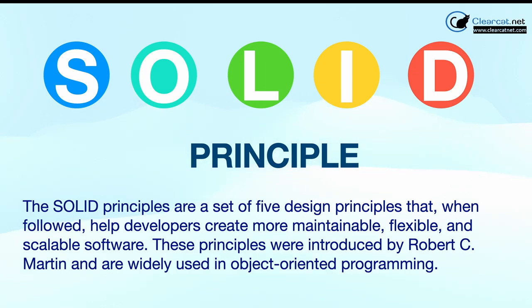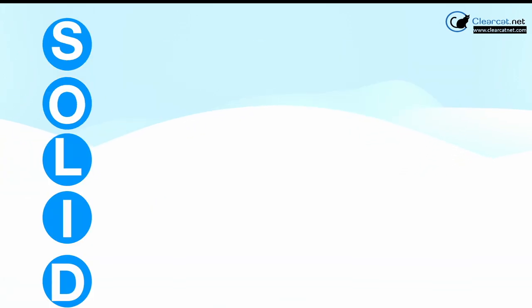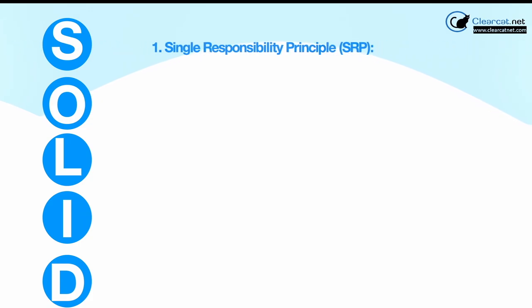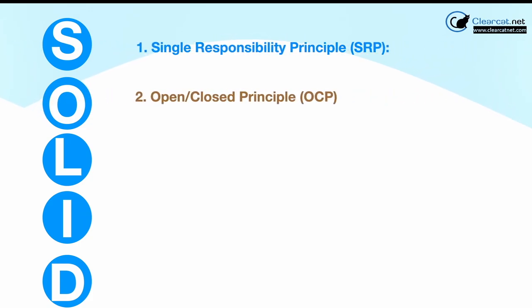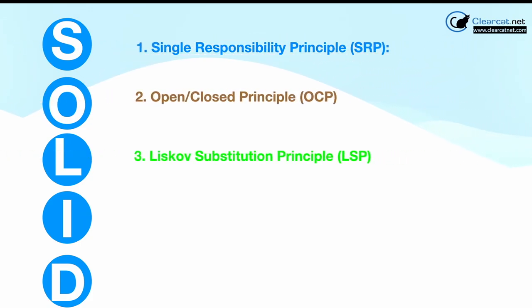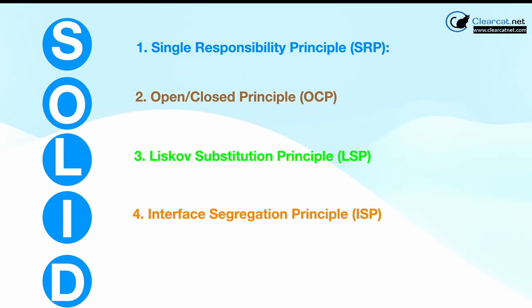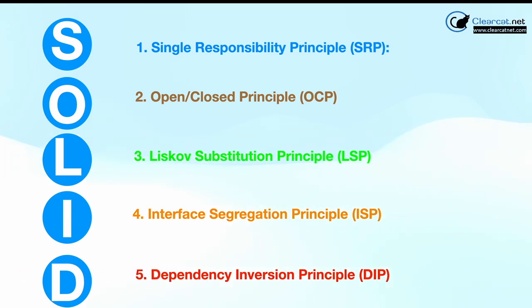As the definition says, it's a set of five design principles. What are they? SOLID. S for single responsibility principle. O, open closed principle. L, Liskov substitution principle, LSP, very important. I, interface segregation principle, ISP. D, dependency inversion principle, DIP. These are the five principles which come under SOLID.